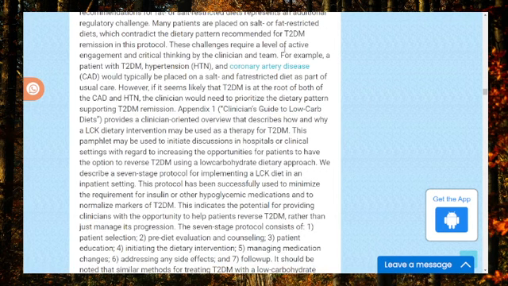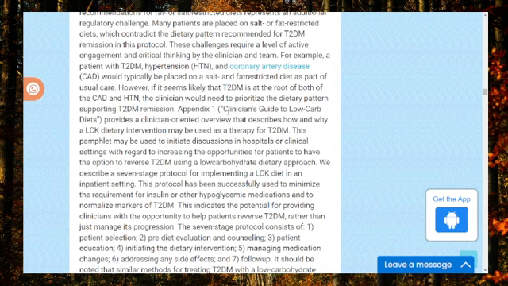These challenges require a level of active engagement and critical thinking by the clinician and team. For example, a patient with T2DM, hypertension, or HTN, and coronary artery disease, or CAD, would typically be placed on a salt and fat-restricted diet as part of usual care. However, if it seems likely that T2DM is at the root of both CAD and HTN, the clinician would need to prioritize the dietary pattern supporting T2DM remission.